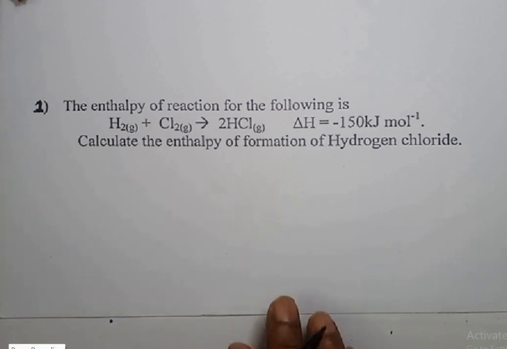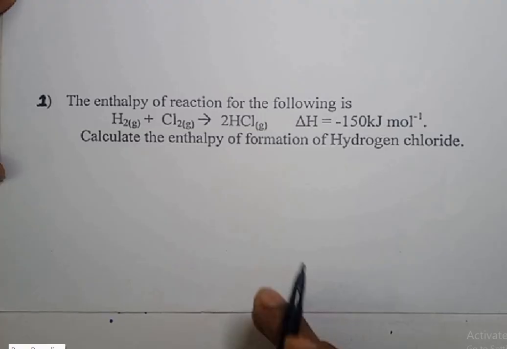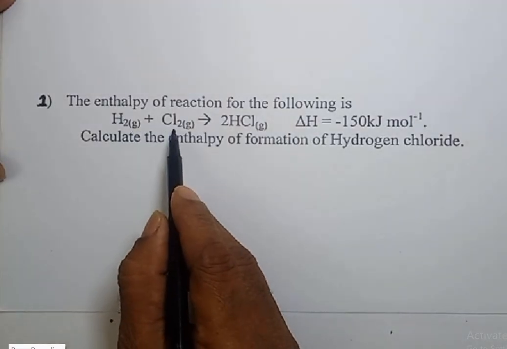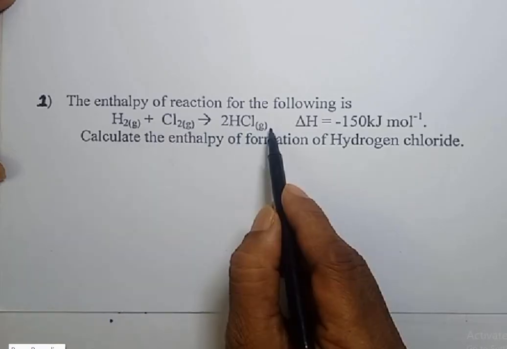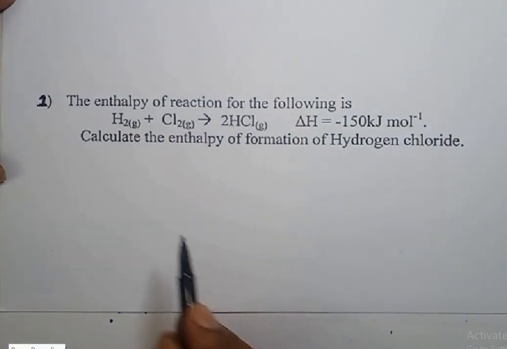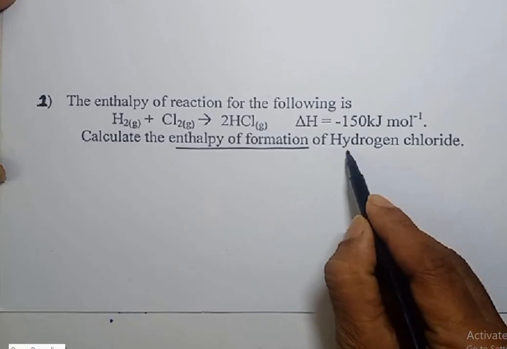Right. This is question number 1. The enthalpy of reaction for the following: hydrogen gas combined with chlorine gas forms 2 moles of hydrogen chloride. For this reaction, the enthalpy is given as minus 150 kilojoule per mole. Calculate the enthalpy of formation of hydrogen chloride.